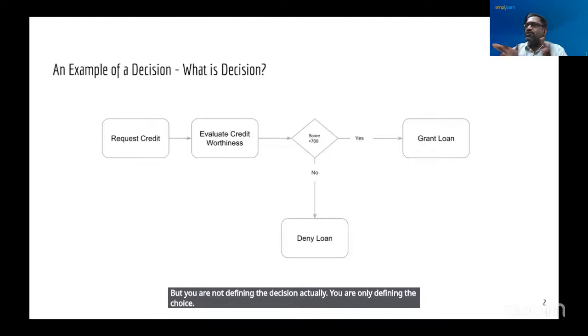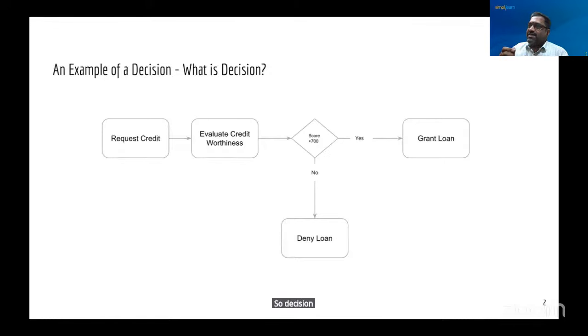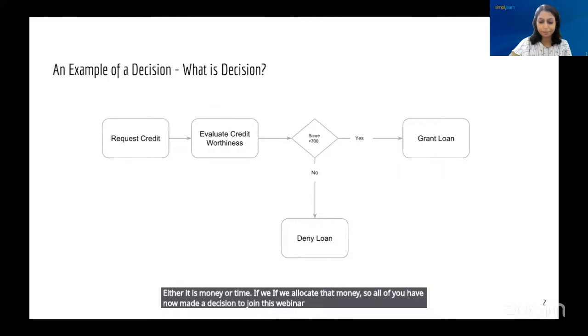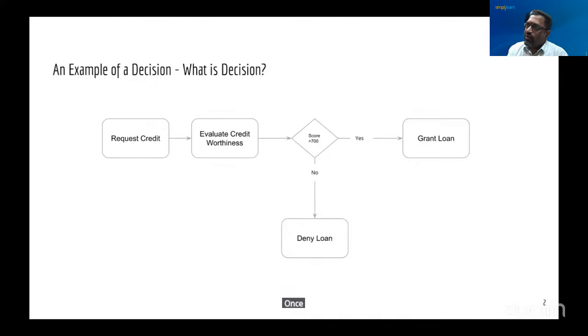I have 4 options, which two? Or I have 2 options, yes or no. Which one to choose? That is not a decision. So a decision actually is irrevocable allocation of resources. Either it is money or time. All of you have now made a decision to join this webinar. I am thinking to join the webinar, that is not a decision. Whether to join, where to join, whatever. But once you have irrevocably allocated the time or resources, that is called making a decision.